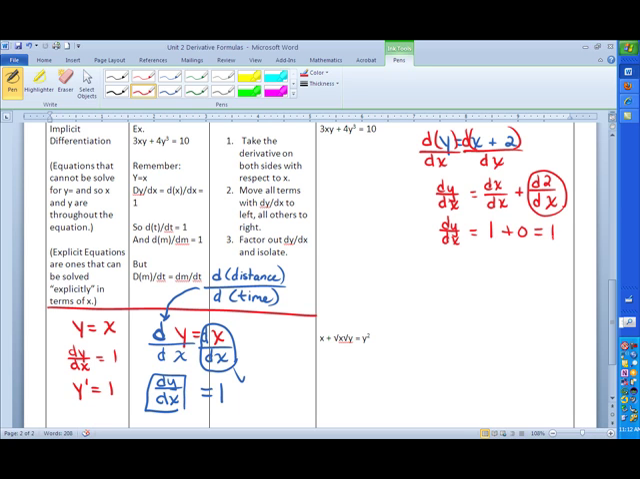Now that's the way we've been doing it. But if you notice in these tougher examples, the x's and y's are all mixed together, and there's no way to get them by themselves. So let me rewrite this: x minus y equals 2.